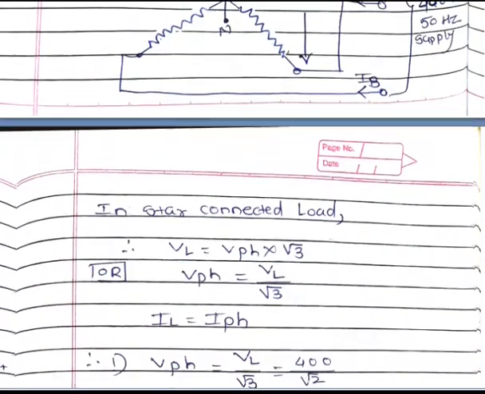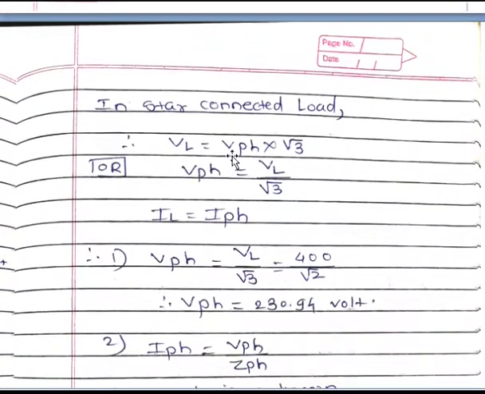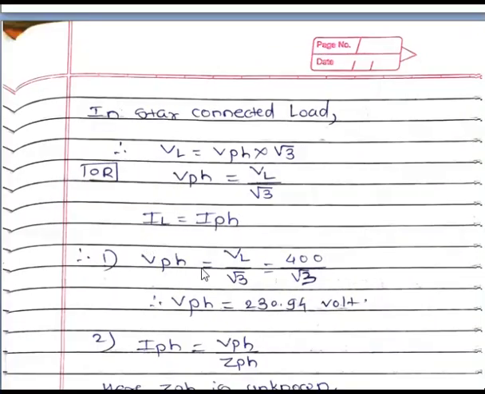Therefore in a star connection system, line voltage is equal to root 3 times phase voltage, that is VPH is equal to VL by root 3, and line current is equal to the phase current. Phase voltage is equal to line voltage divided by root 3. Line voltage is 400 divided by root 3. The answer of this division is VPH equal to 230.94 volt.